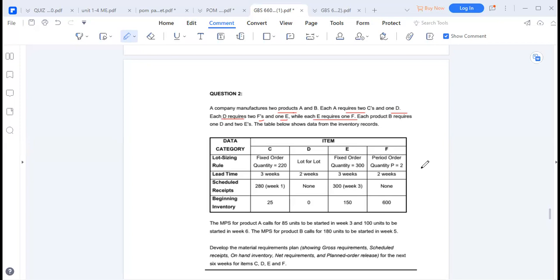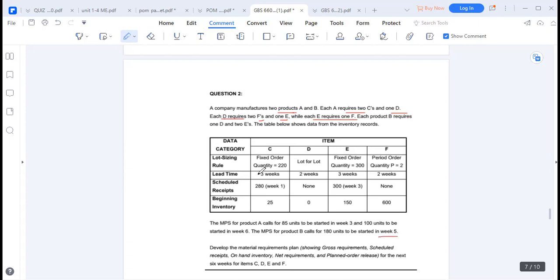So from here, what we are simply saying is that for each of these products that we need, product C, product D, product E, and product F, the lot sizing rule for C is a fixed order quantity. For D it is lot for lot. For E, we are simply saying it is fixed order quantity. For F it is period order quantity of every 2 days or 2 weeks, depending on which one they are using, weeks.